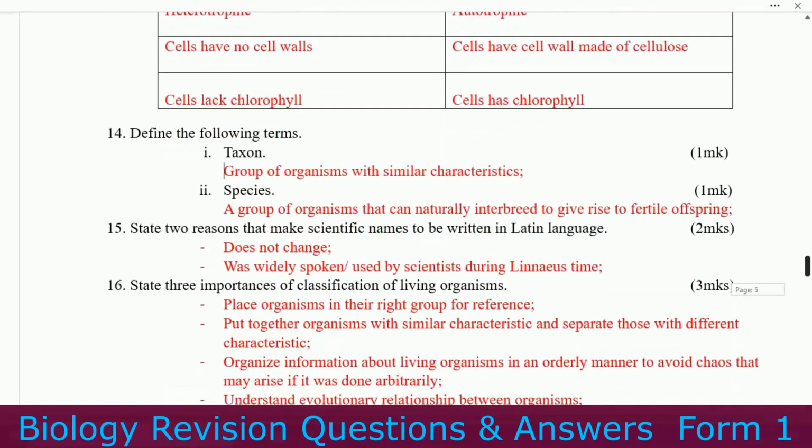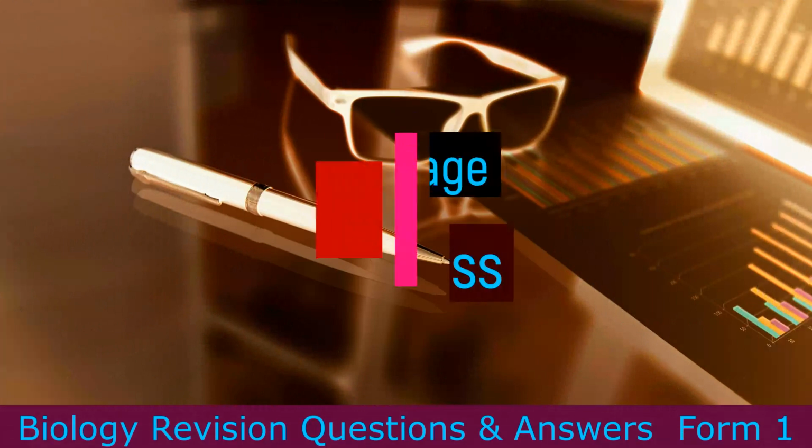We go to number 14. Define the following terms. Taxon. A taxon is a group of organisms.